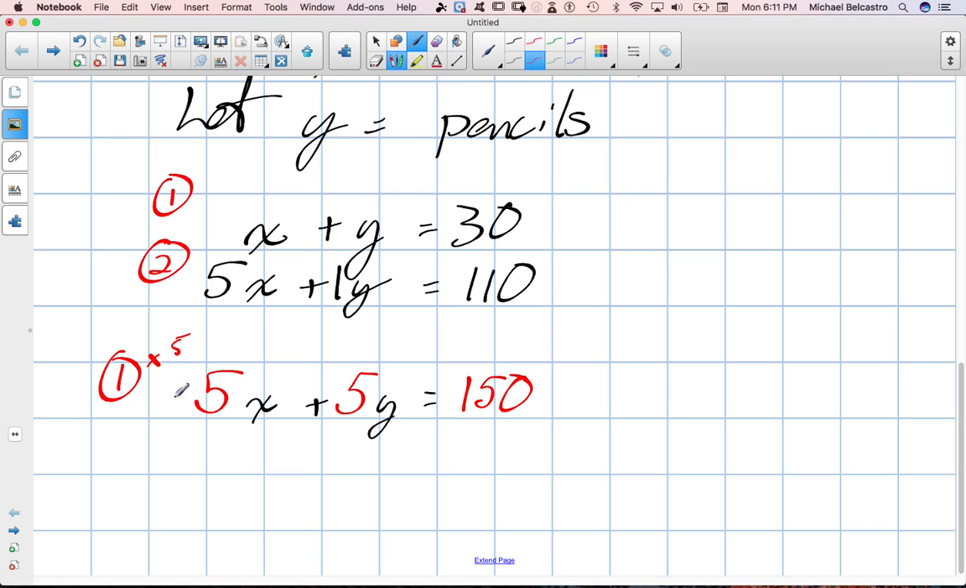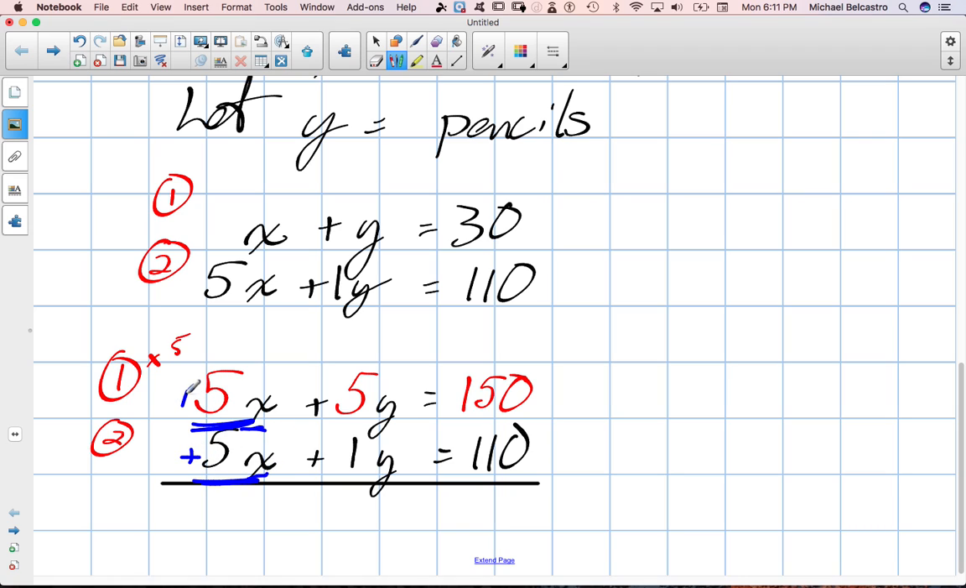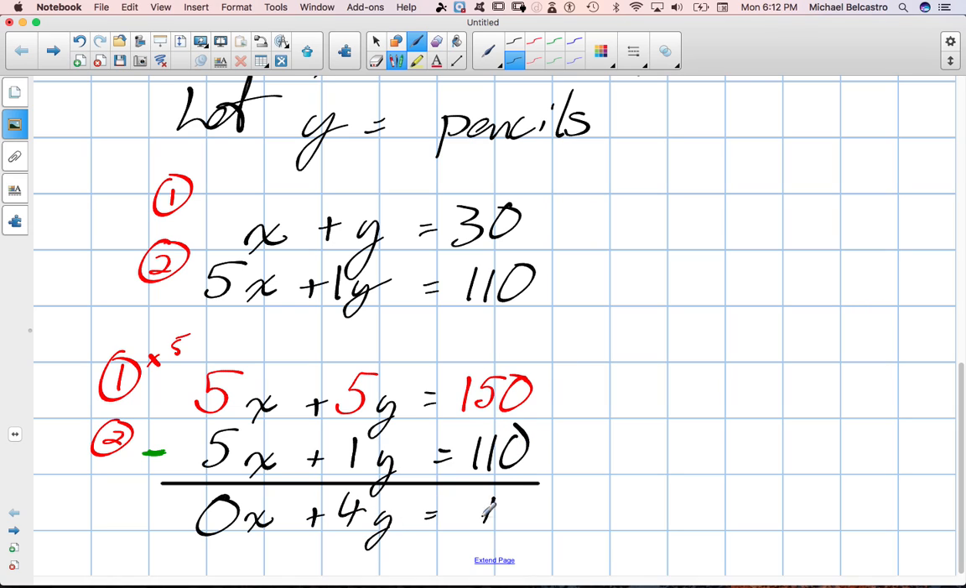Okay? And then equation 2, I'm just going to keep it the same because it is 5x plus 1y is equal to 110. So I've built a very large either addition or subtraction question depending on what we're trying to eliminate. Because I'm eliminating the x's, the coefficient is the same value. They're both positive. So that means we need to actually subtract to get rid of it, okay? So we're going to subtract. So 5 subtract 5 gives us technically 0x, okay? 5 subtract 1, that's going to give us positive 4y. And 150 minus 110 gives us 40.